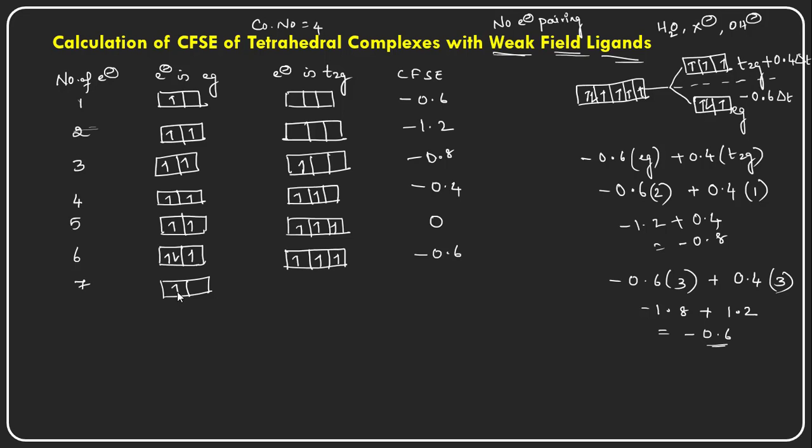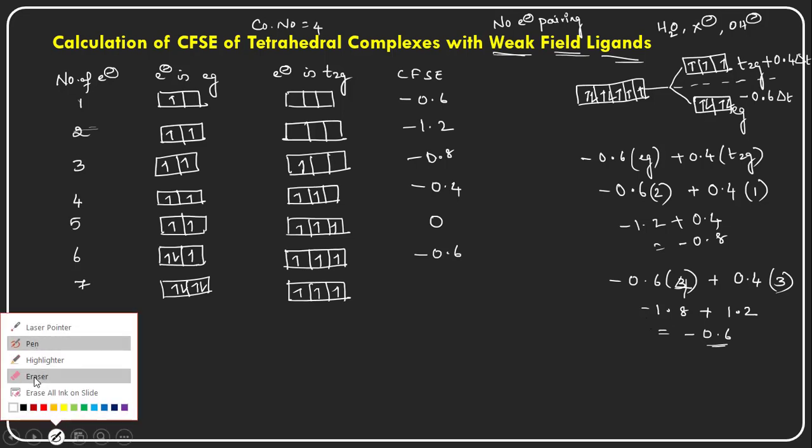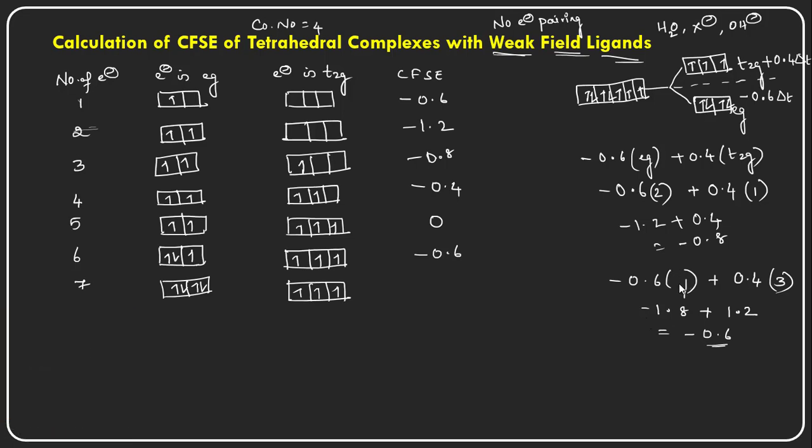And the seventh electron, where will it enter? So here I am showing the seventh electron, and that will enter into the Eg orbital only. So now in the Eg orbital there are four electrons, right? Four electrons now. So better I will rub this one and then I will write.